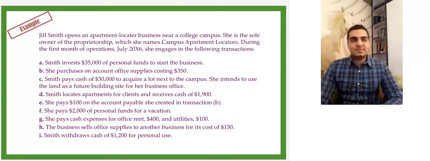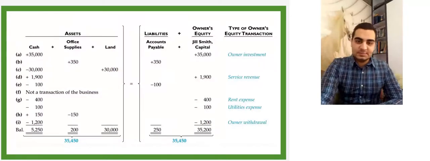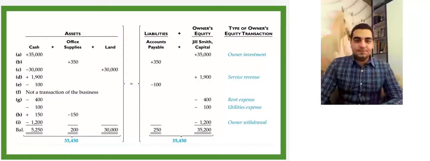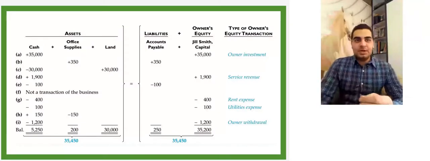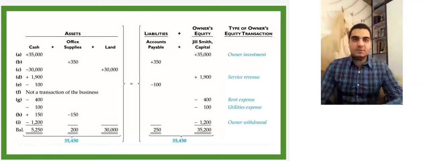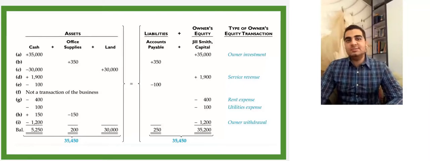The first one says Smith invests $35,000 of personal funds to start the business. So we're going to acquire some money to start the business. In other words, our cash, this column here, increases by $35,000. And of course, our Jill Smith capital increases by the same amount. And as I said 100 times before, they must always be equal, both the assets amount and liabilities and owner's equity.